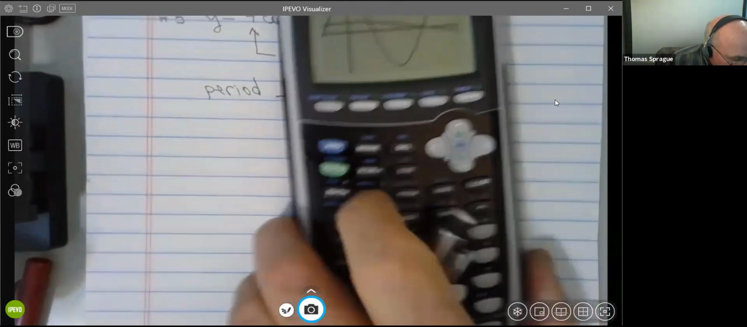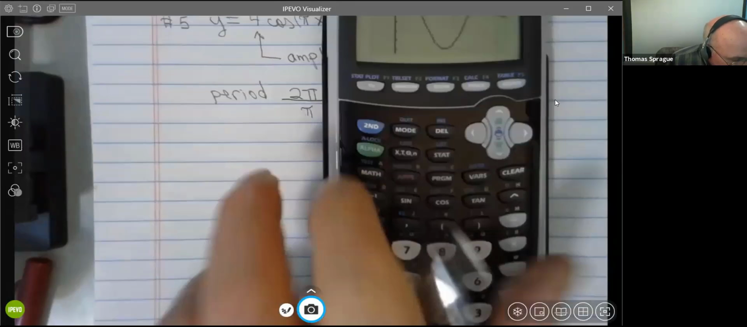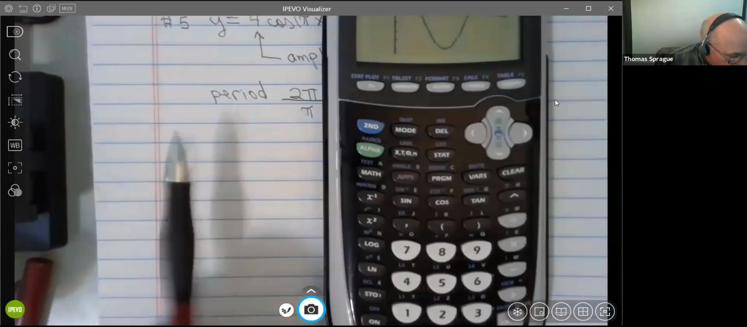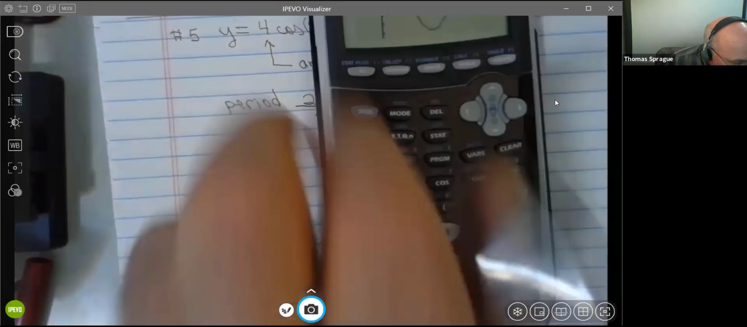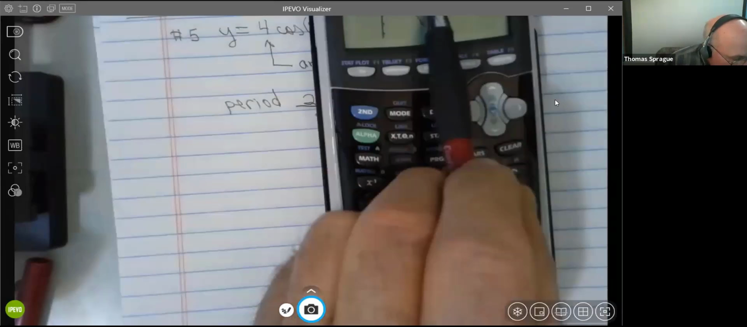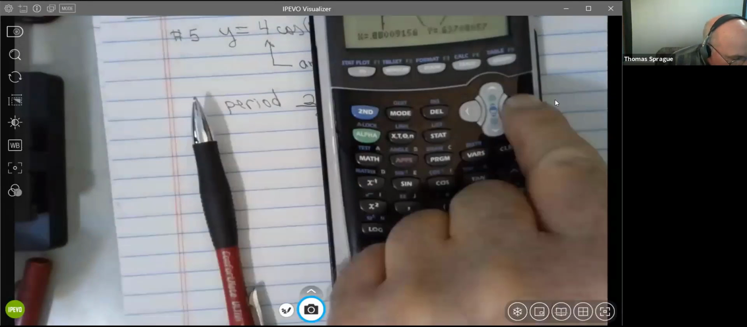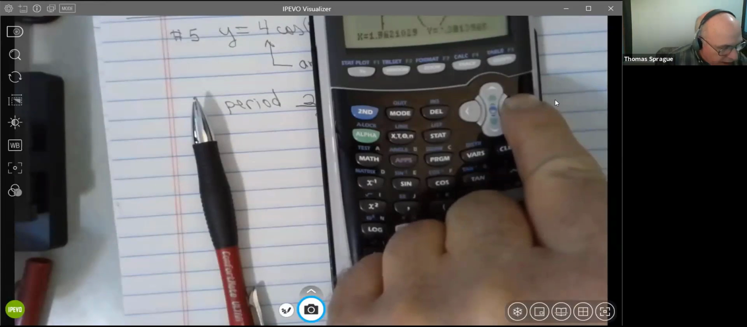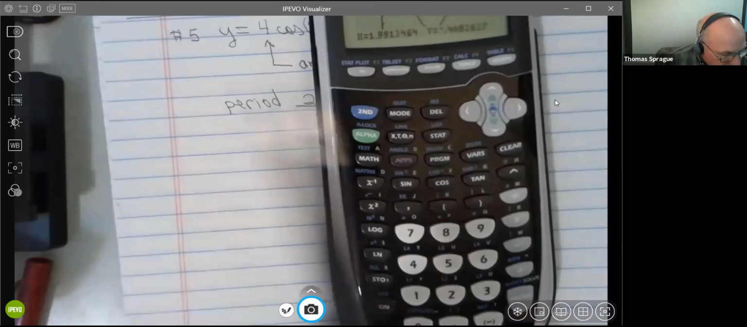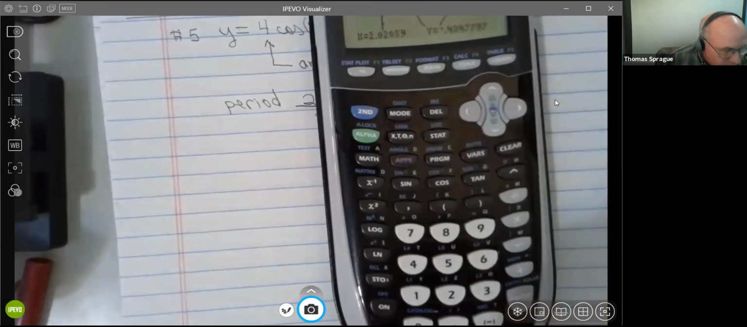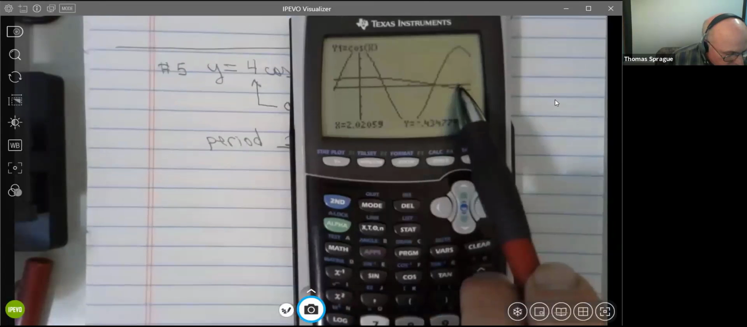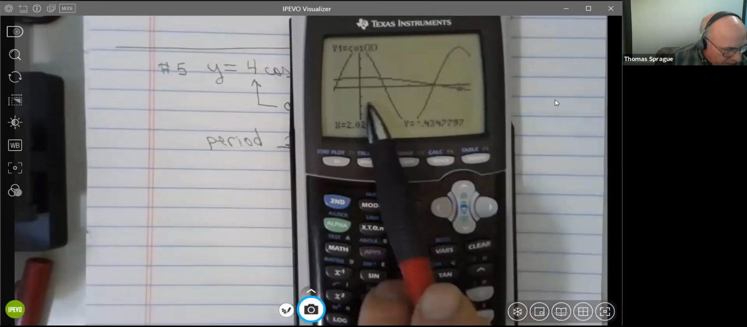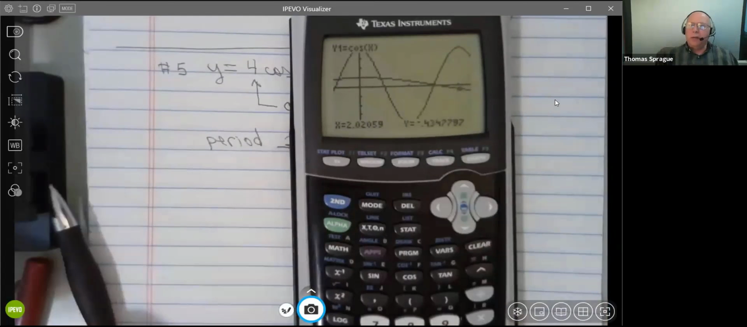And we should have a period of 2. But this looks more like 4. Let's see if it is. Oh, no, it's not. We're almost at 2 right here, just a bit more than 2. And that's that 4th tick mark. It's putting a mark every 1/2 units. So it worked.